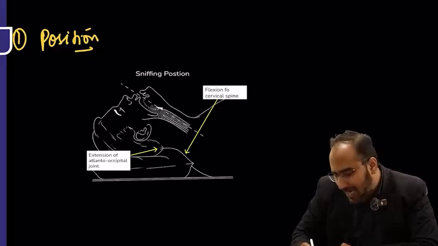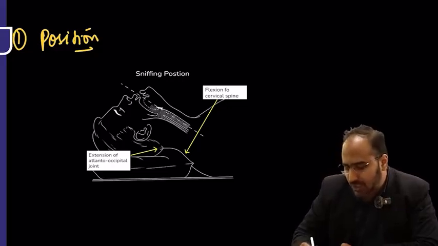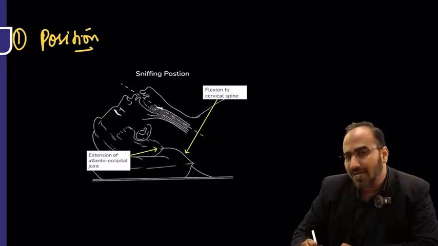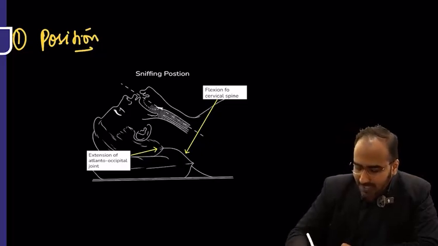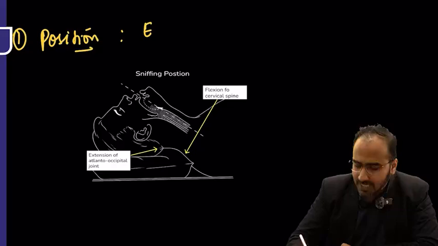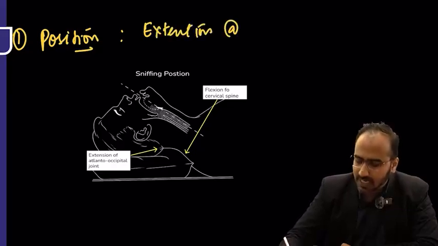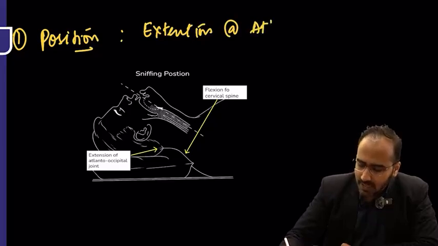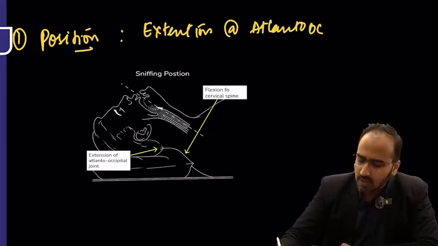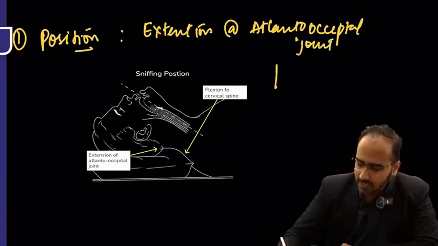You make the patient lie down in this posture, which is called as sniffing morning air posture, where there is extension at the atlanto-occipital joint, and flexion at the neck.